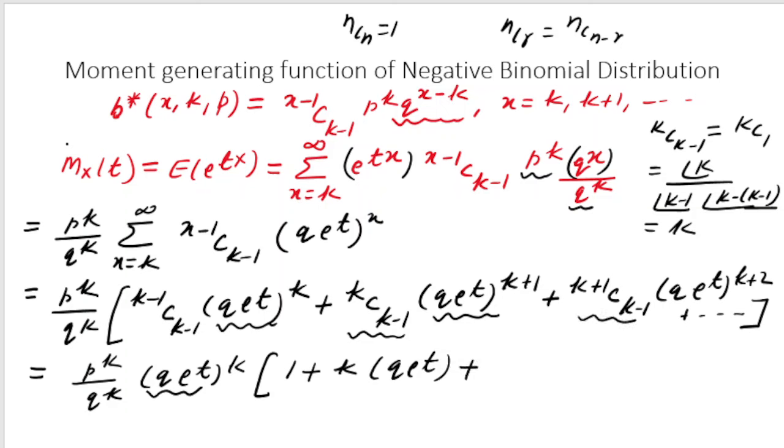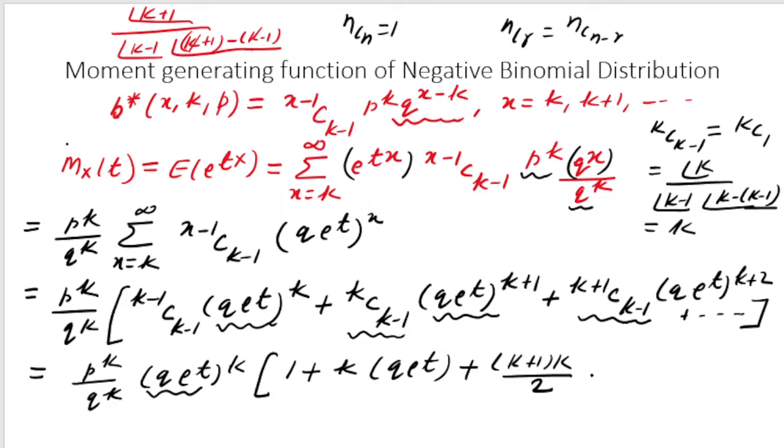Similarly, if you evaluate this term, you will get how much? Let me just do the evaluation. So k plus 1 factorial divided by k minus 1 factorial and into k plus 1 minus k minus 1. So this will be basically 2. K minus 1 factorial cancels, it will be factorial 2, and there you will have k plus 1 into k. So I will be getting k plus 1 into k by 2 and q e to the power t whole square, and so on.